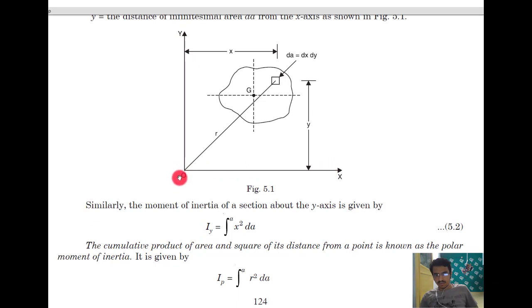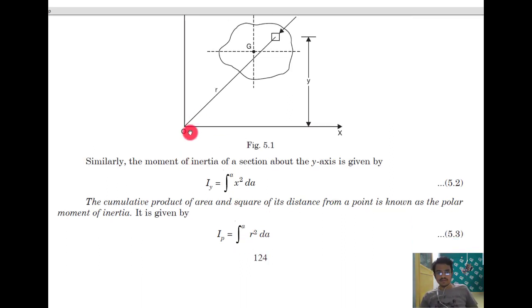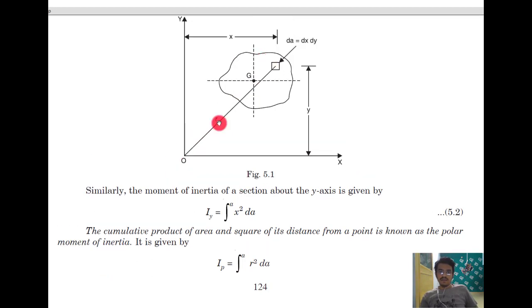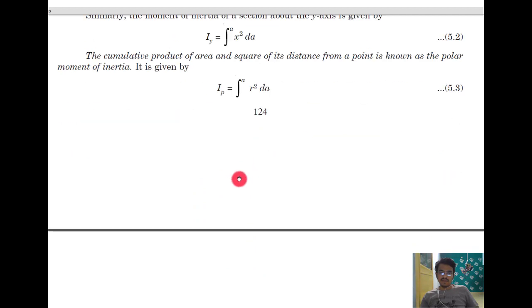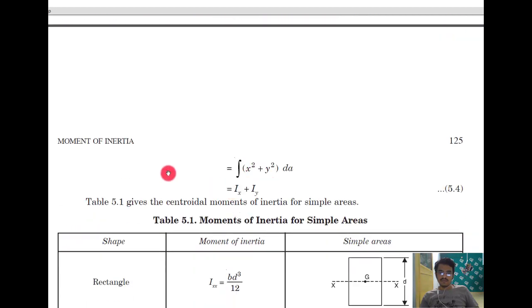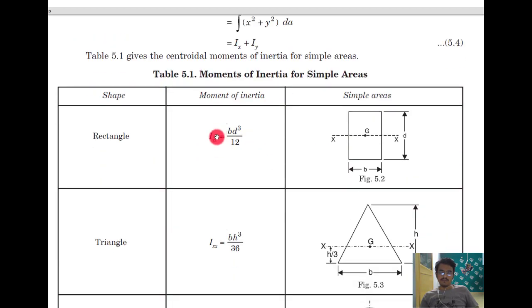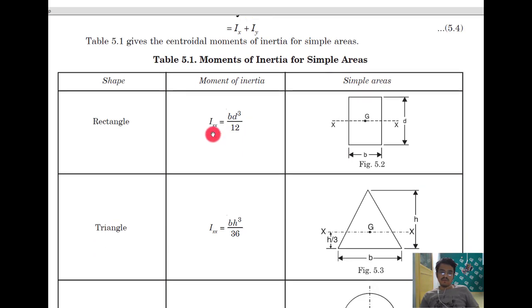so this O, it is like this, three dimensional: this is the x axis, this is the y axis, and this is axis O, which is perpendicular to the x and y axes. Moment of inertia about that axis will be equal to integration r square dA, and for r we can write x square plus y square. So moment of inertia about that perpendicular axis is equal to Ix plus Iy, which is nothing but the perpendicular axis theorem.